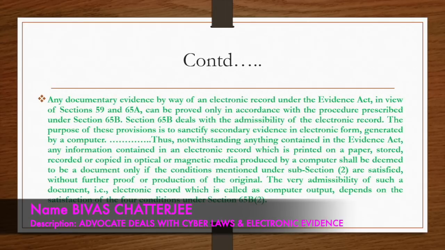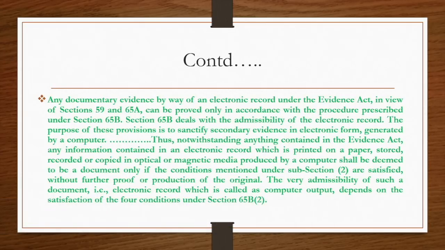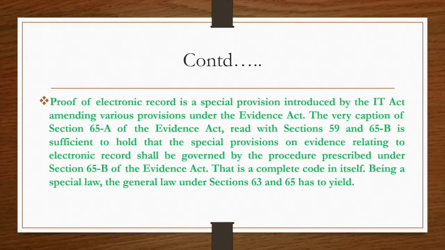output, depends on the satisfaction of the four conditions under Section 65B subsection 2, which is the crux of the statement under Section 65B. The Honorable Court in the same judgment further observed that proof of electronic record is a special provision introduced by the IT Act, amending various provisions under the Evidence Act. The very caption of Section 65A of the Evidence Act, read with Section 59 and 65B, is sufficient to hold that the special provisions on evidence relating to electronic record shall be governed by the procedure prescribed under Section 65B of the Evidence Act.